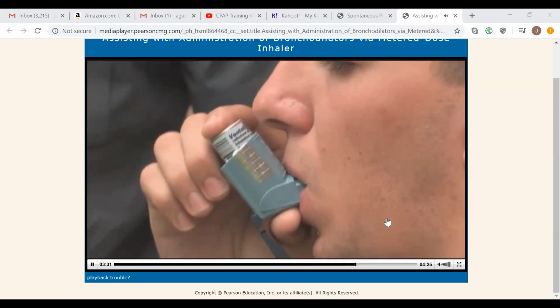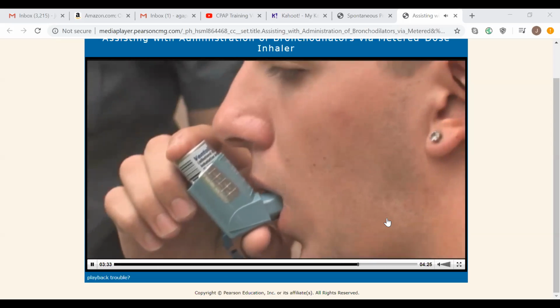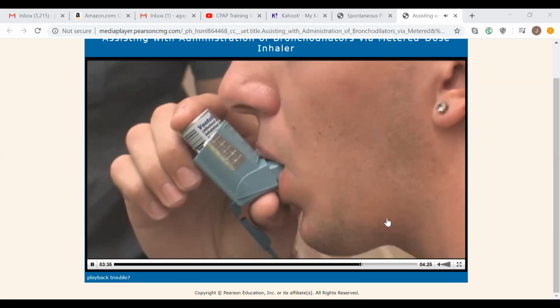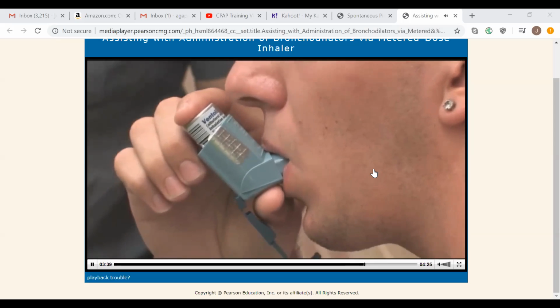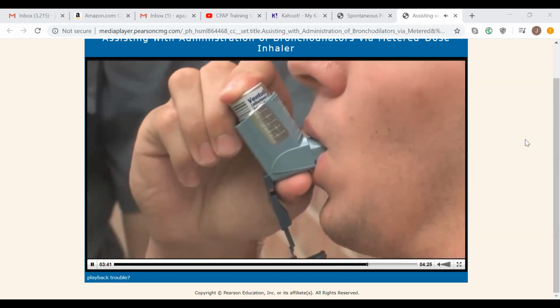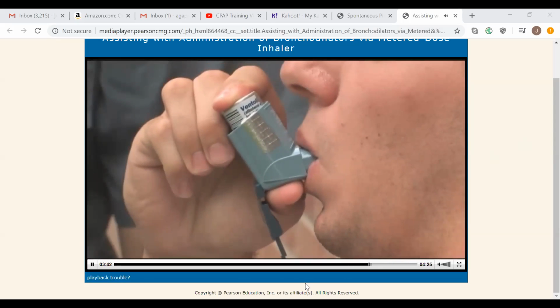Tell the patient to take a deep breath and to exhale fully. Have the patient quickly place his or her lips around the mouthpiece, making a tight seal. Direct the patient to take a deep breath slowly over a 5-second period. Simultaneously, either you or the patient should depress the canister. Make sure the patient has started inhalation before the canister is depressed.